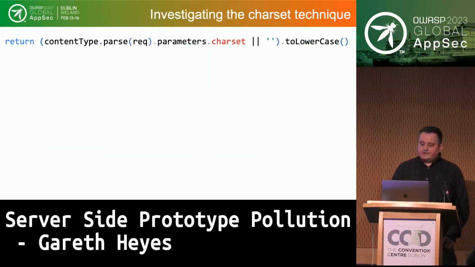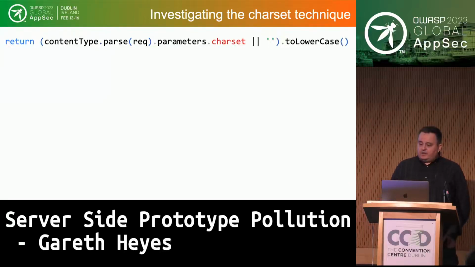So I identified the line of code where this property was read. What they were doing was parsing the JSON request, getting the parameters, getting the charset, or setting it to blank, and that's what the code did to get the charset.